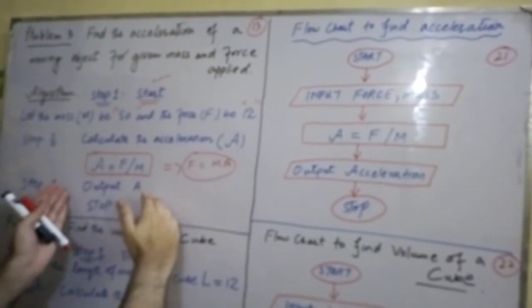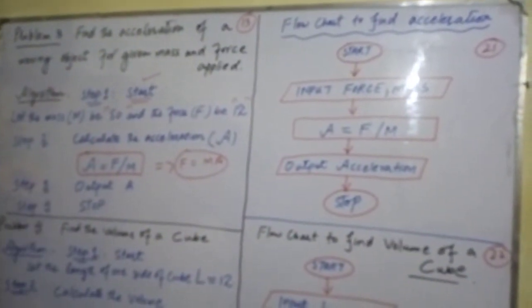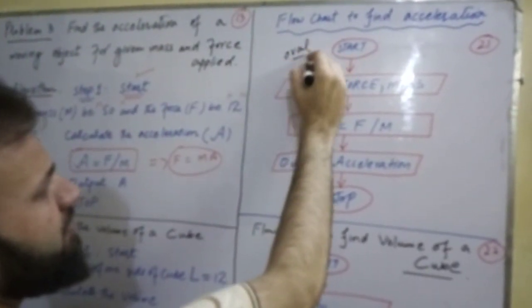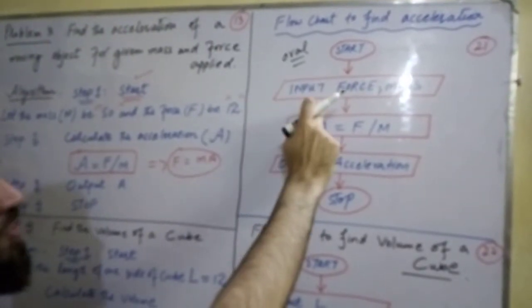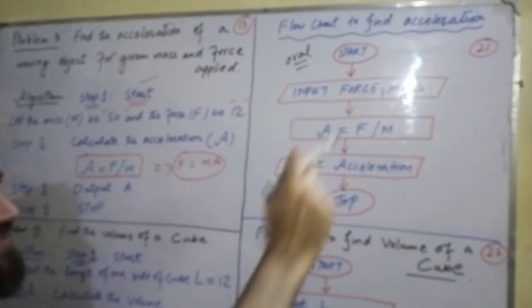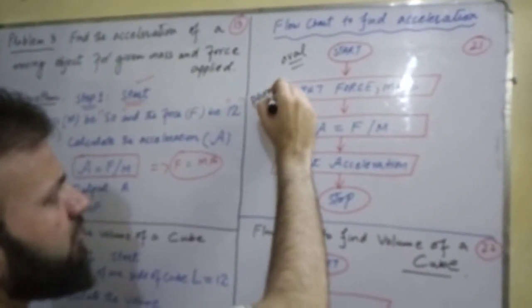Now this algorithm is converted into the flowchart. See, there are different symbols. We use the oval shape symbol to represent the start process, and this is the parallelogram that shows the input. For input we have given two variables, force and mass. The parallelogram shows that these are either input or output.